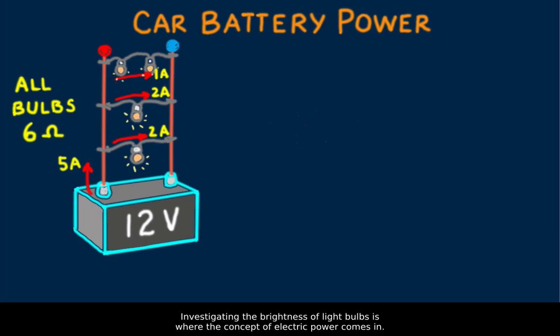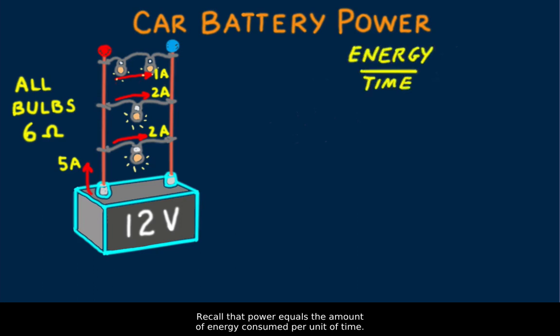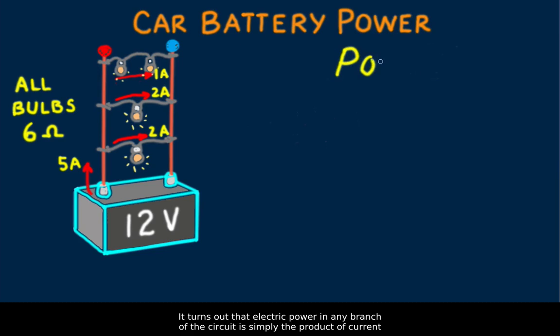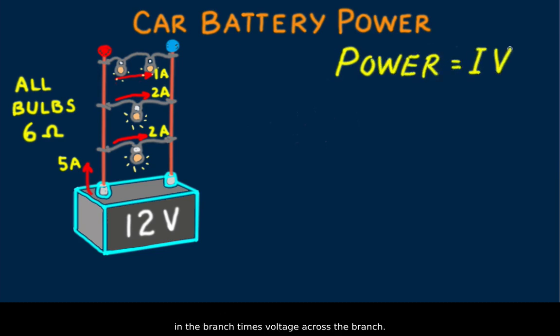Investigating the brightness of light bulbs is where the concept of electric power comes in. Recall that power equals the amount of energy consumed per unit of time. It turns out that electric power in any branch of the circuit is simply the product of current in the branch times voltage across the branch. In equation form, power equals IV. Recall that power is expressed in units of watts. That's 1 amp times 1 volt equals 1 watt.